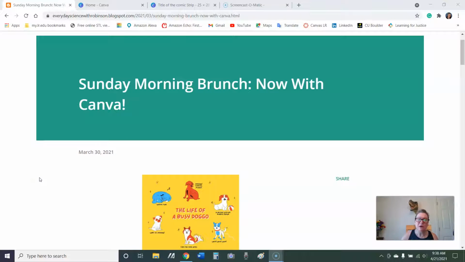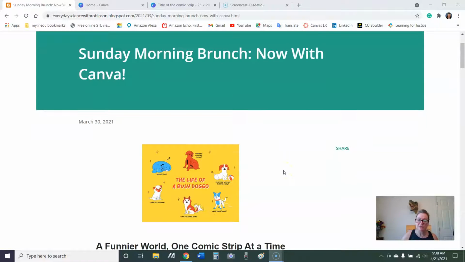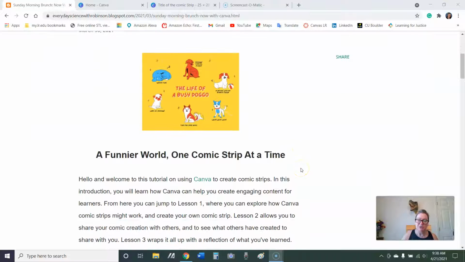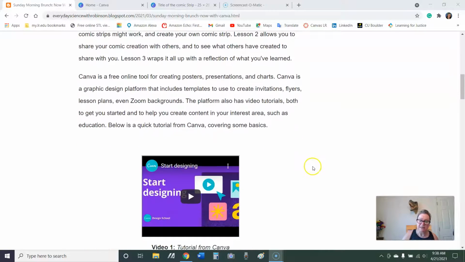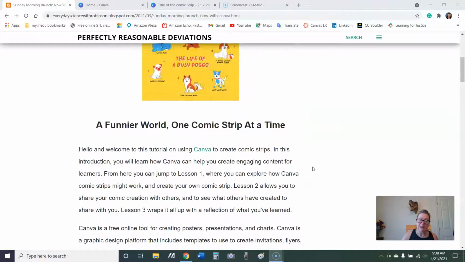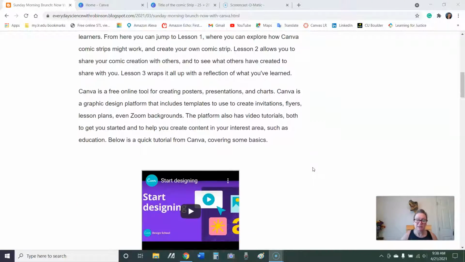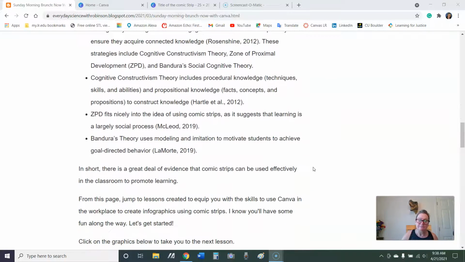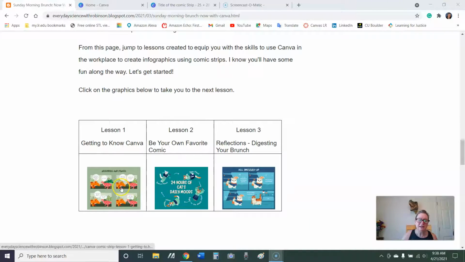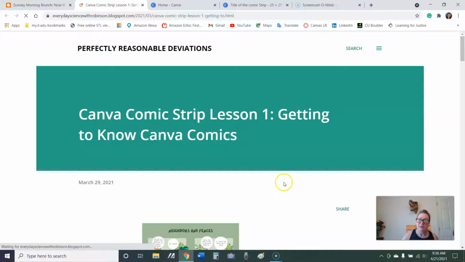Let's take a look at what went well and what didn't go so well with the project Sunday Morning Brunch, now with Canva. What I like about it is I seem to have created a good balance between white space, images, and text. My headings are a little more interesting than they were when I first started this, and I like that I figured out these clickable links. Let's go to lesson 1.